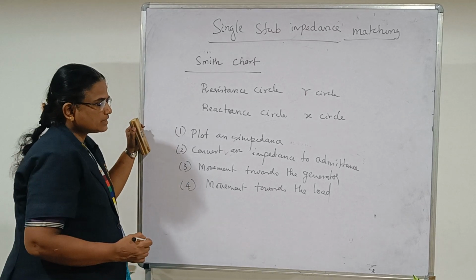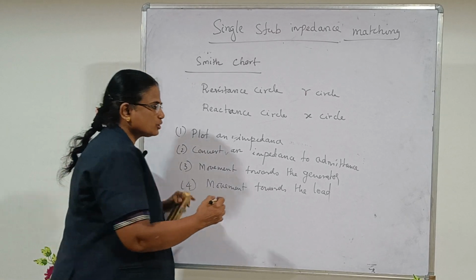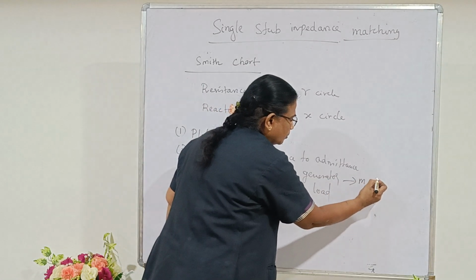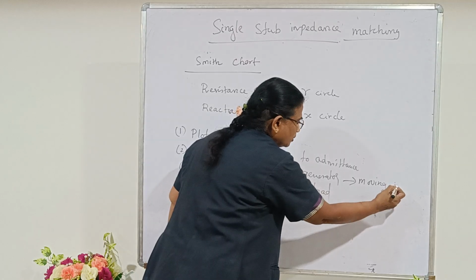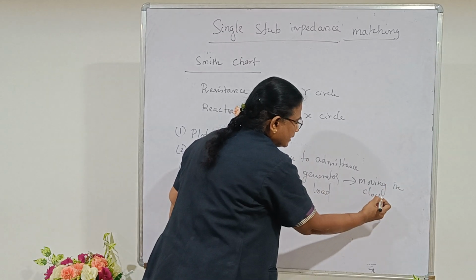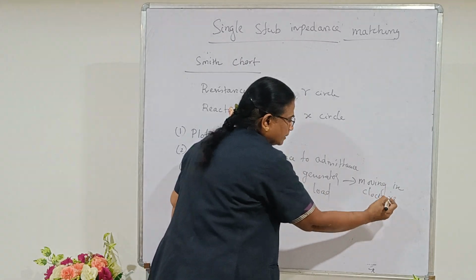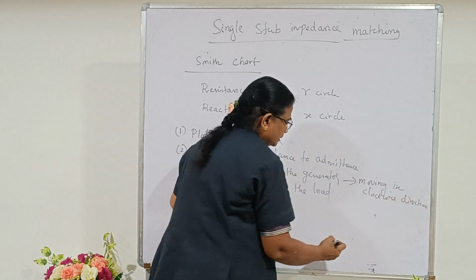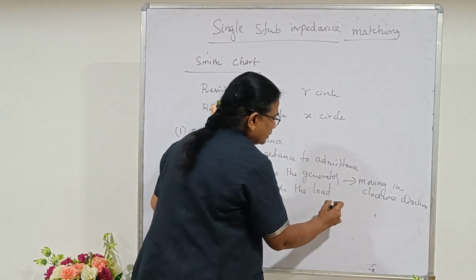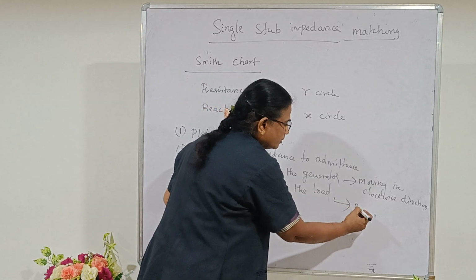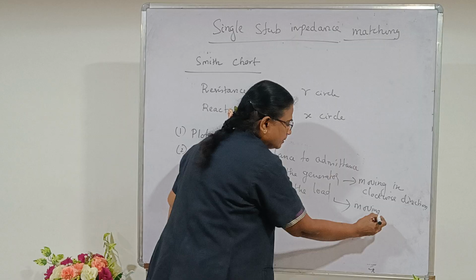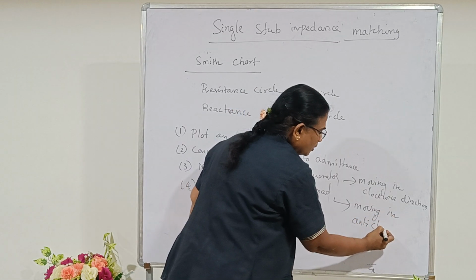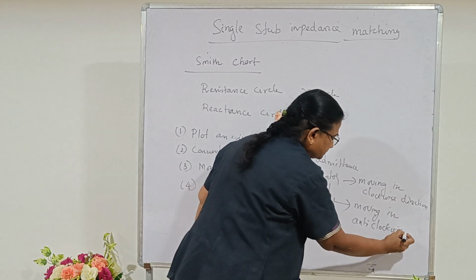Now, movement towards the generator corresponds to moving in the clockwise direction. And movement towards the load corresponds to moving in the counterclockwise or anti-clockwise direction.